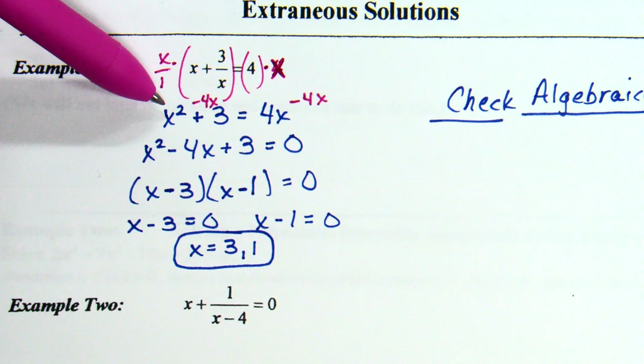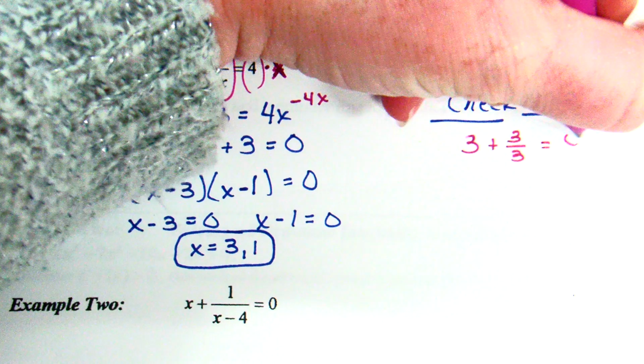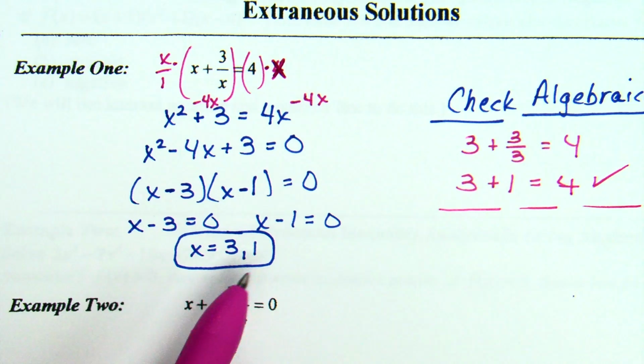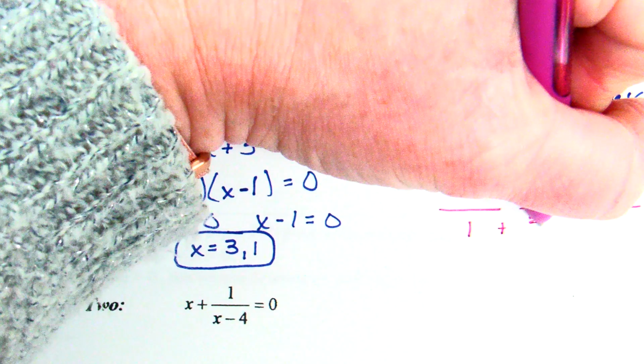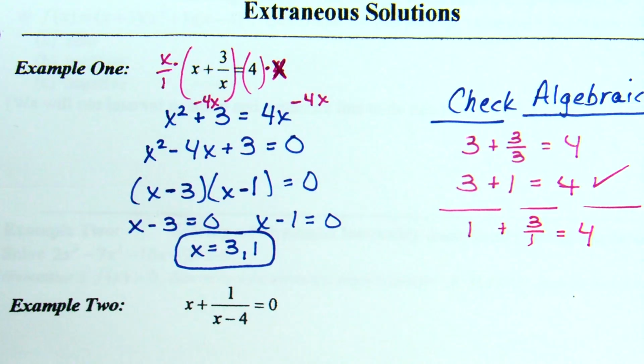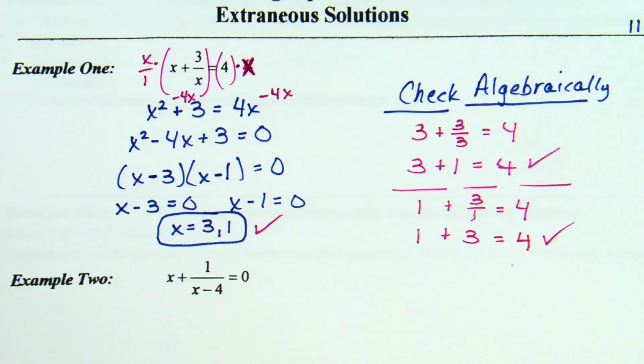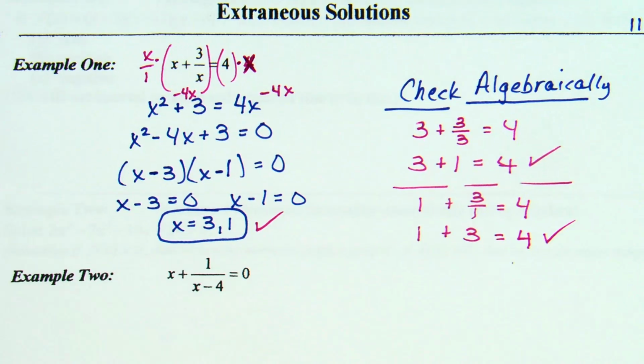3. So 3 plus 3 over 3 equals 4. Does that work? Yeah, because it becomes 3 plus 1 equals 4, which checks. We also want to plug in 1. So 1 plus 3 over 1 equals 4. Does that work? And it does, because 1 plus 3 is 4. And so in this particular example, both answers work. Okay, questions on that one?